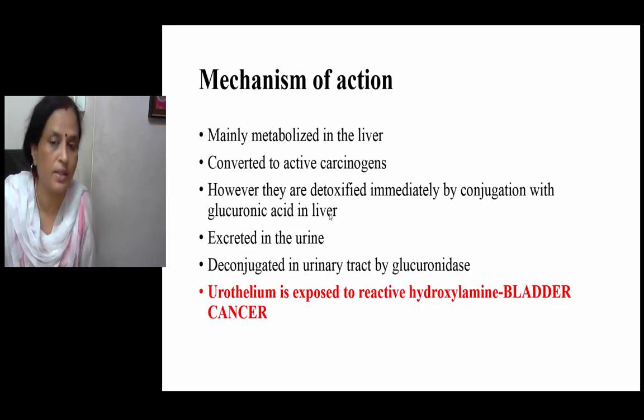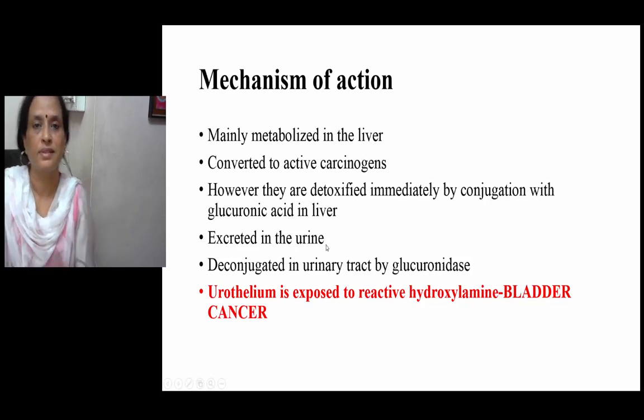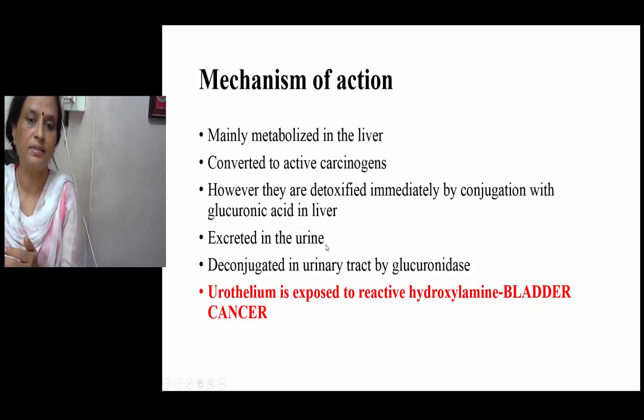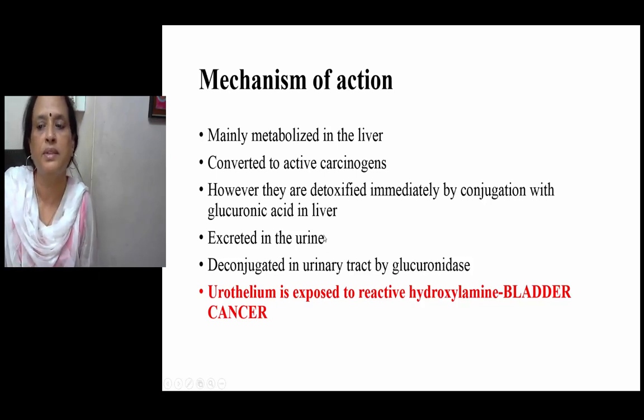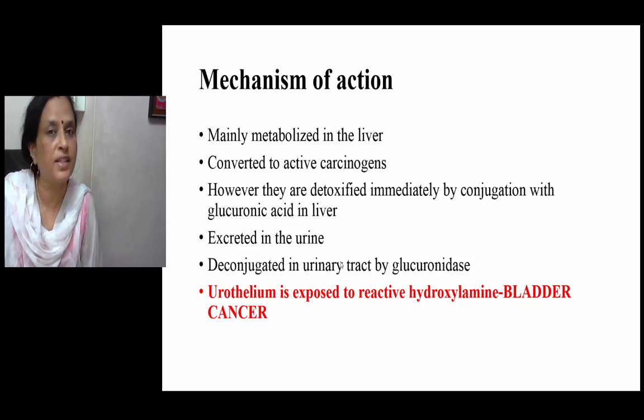Then what happens? It has to be excreted. So the paradox here is, when it is being excreted, it is deconjugated in the urinary tract by glucuronidase, an enzyme which is there. Very bad, sad. So now the urothelium is exposed to the reactive hydroxylamines. So where does the malignancy occur now? So it occurs in the bladder.